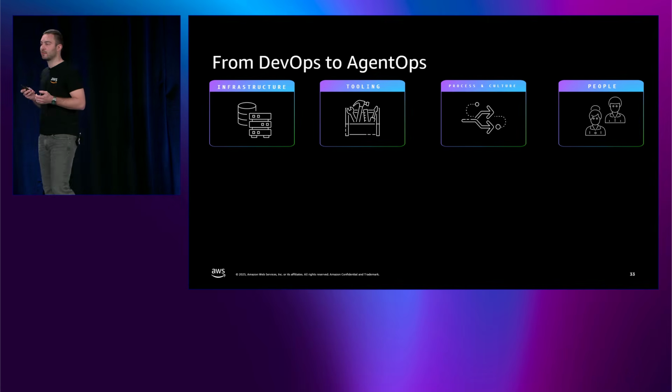We need to pick the right tools with a lot of automation. And then we are all people. We are an engineering community, and we work in processes, embracing a specific culture.